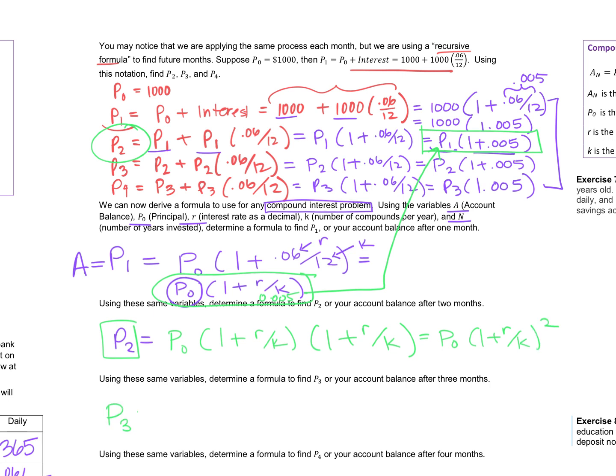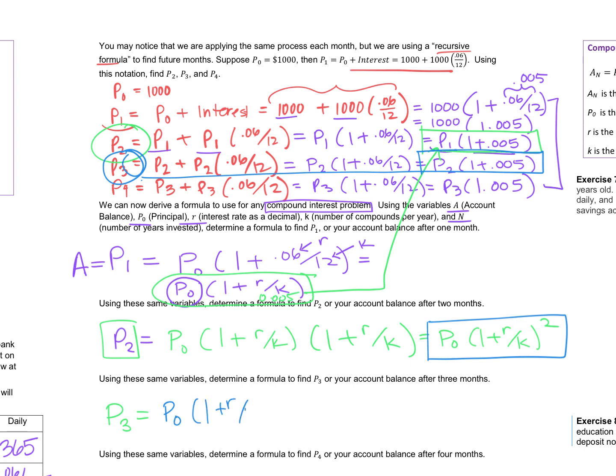And so like P3, remember P3 is really the previous one times 1 plus 0.005. So if P2 was this, and then I need another one of those 1 plus 0.005s, that's really another 1 plus R over K. So we're going to say P naught times 1 plus R over K squared times another 1 plus R over K. But really that's just P naught times 1 plus R over K cubed, because now we're going to have 3 of those.